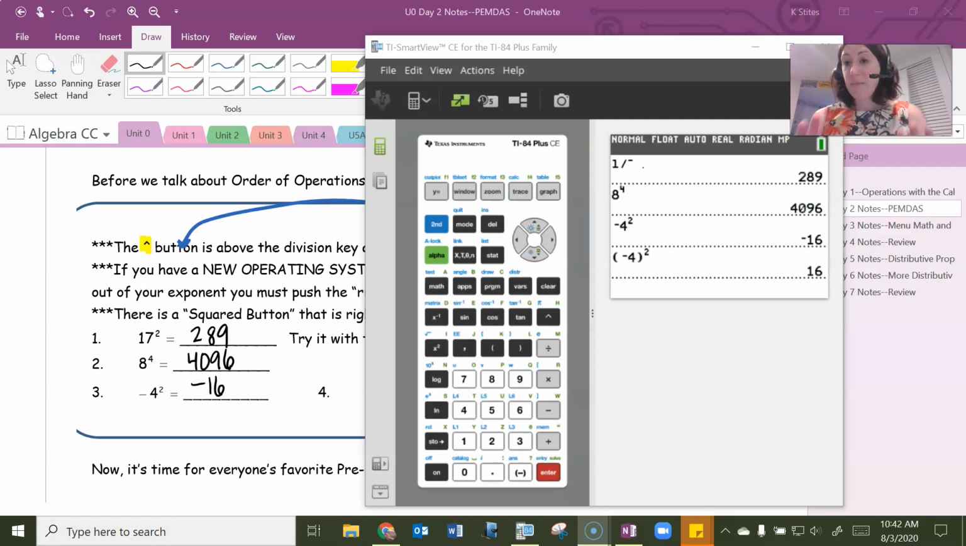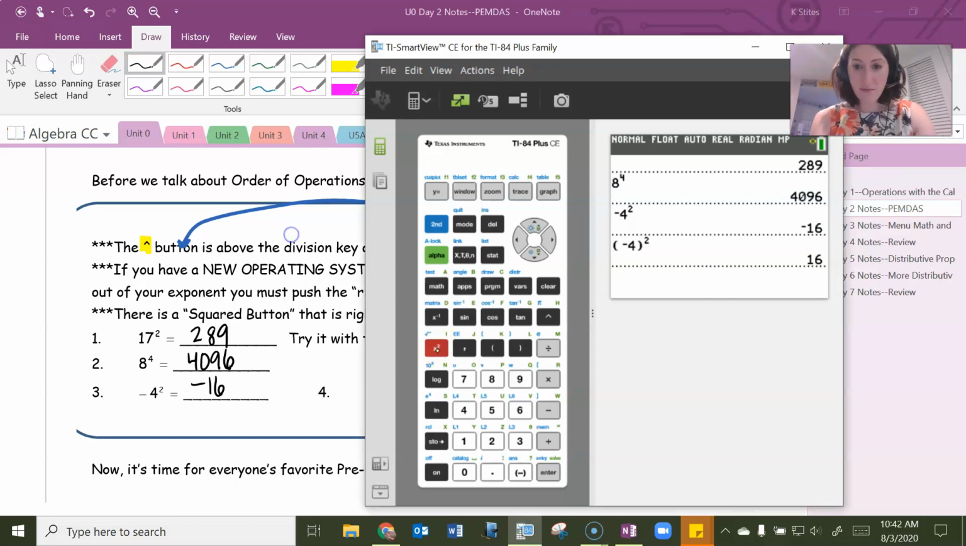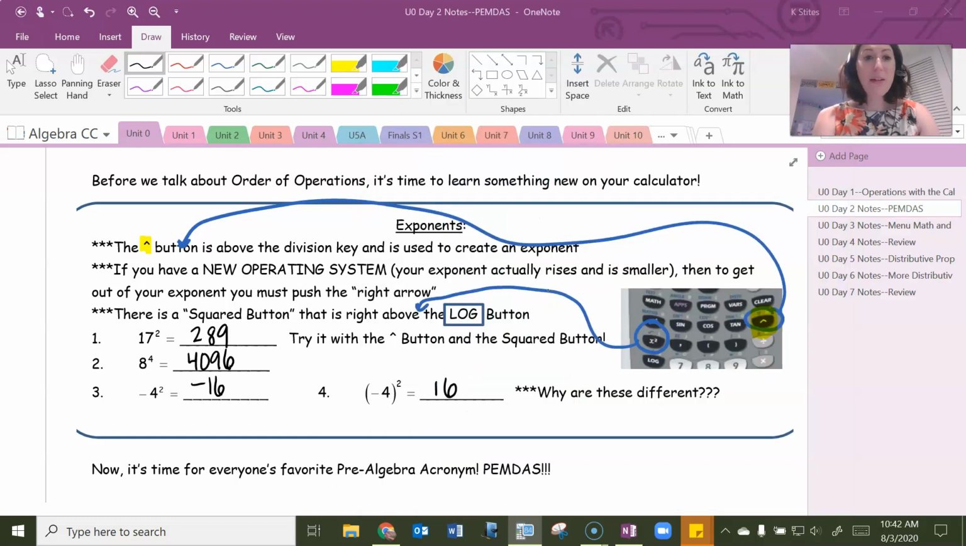All right, couple things. Again, if you are squaring something, meaning raising it to the 2nd power, I recommend using this x squared button right here. However, if you're doing any other exponent, you are going to need to use the caret button. Okay? Now, let's talk about why we got 2 different answers for these.